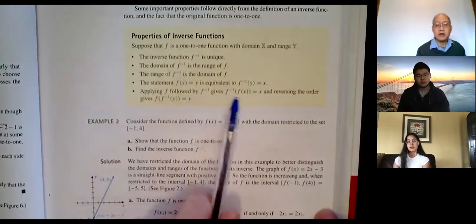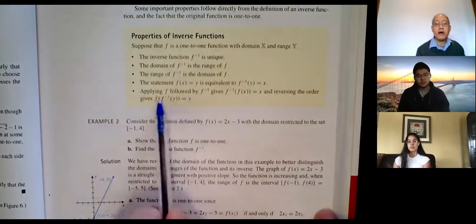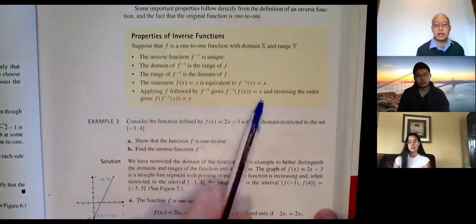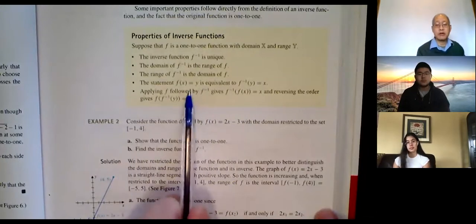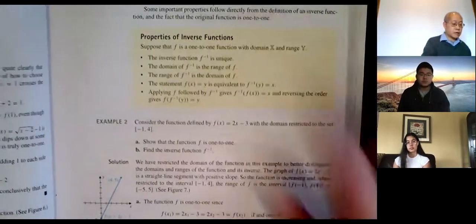If you have f inverse of f of x or f of f inverse, you always get back the original. Okay? So this is a special composition. If you compose a function with its inverse, you get the original back.